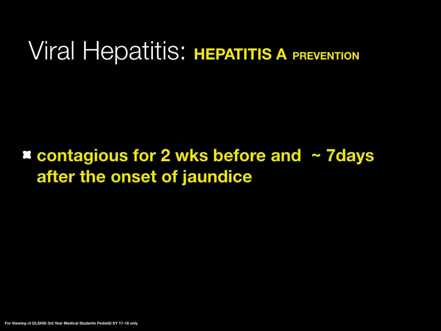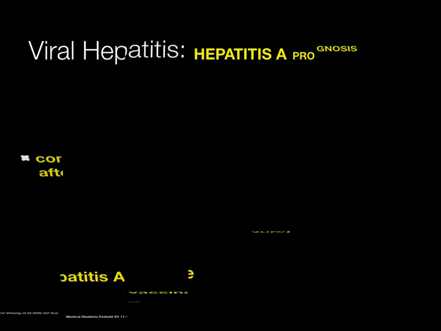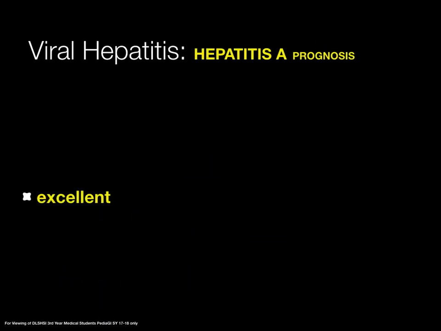Hepatitis A is contagious for 2 weeks before and approximately 7 days after the onset of jaundice. Hand washing is still the most important way to prevent hepatitis A infection, and pre-exposure immunoglobulins as well as hepatitis A vaccines can be given. Prognosis is excellent and there are no long-term sequelae.